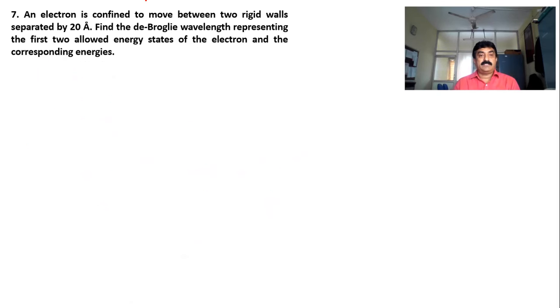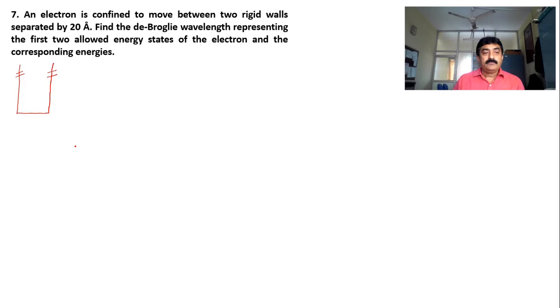An electron is confined to move between two rigid walls separated by 20 angstrom. Find de Broglie wavelength representing first two energy states of the electron and corresponding energies. See, here he is talking about potential well. You know this problem. This is one of the important questions. You can expect this for 10 marks. Calculate the eigenvalue and eigenfunction for particle in one dimensional potential well using Schrodinger wave equation. It is available in my videos.